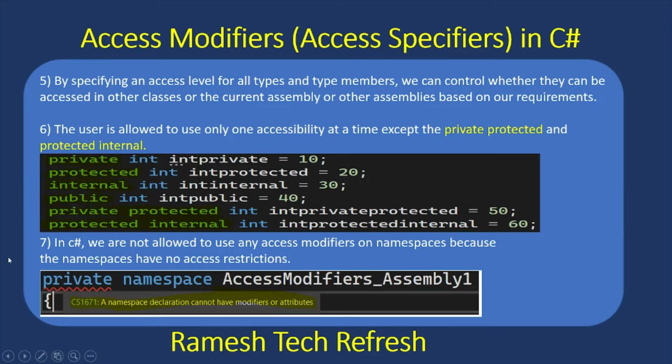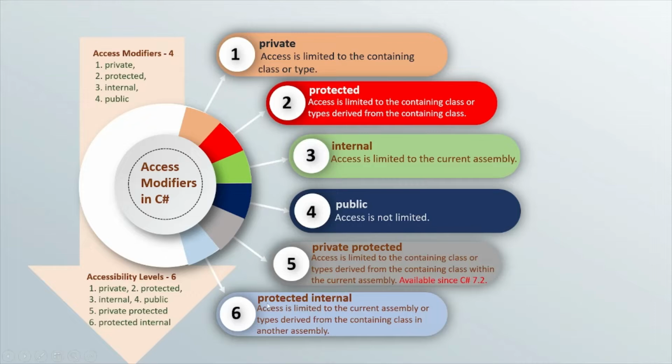And in C Sharp we are not allowed to use any access modifiers on namespaces because namespaces have no access restrictions. If you try to mention one, you will get an error: a namespace declaration cannot have modifiers.